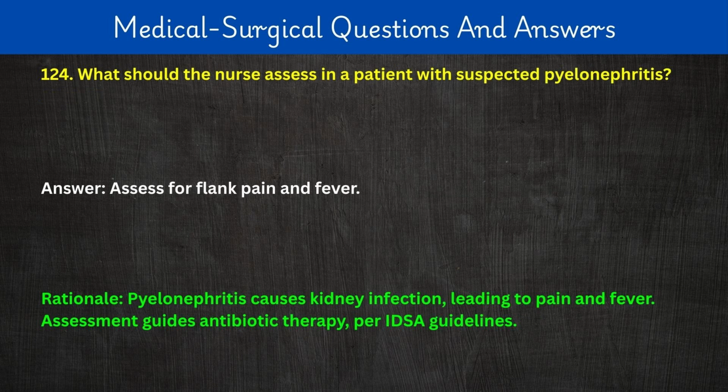124. What should the nurse assess in a patient with suspected pyelonephritis? Answer: assess for flank pain and fever. Rationale: pyelonephritis causes kidney infection, leading to pain and fever. Assessment guides antibiotic therapy, per IDSA guidelines.